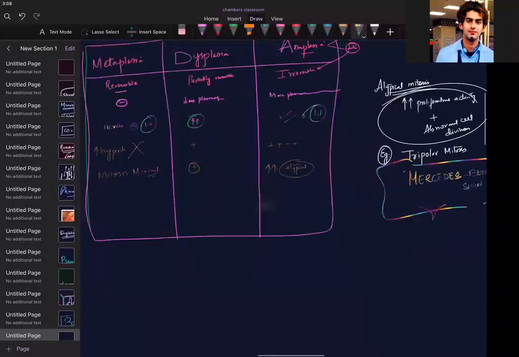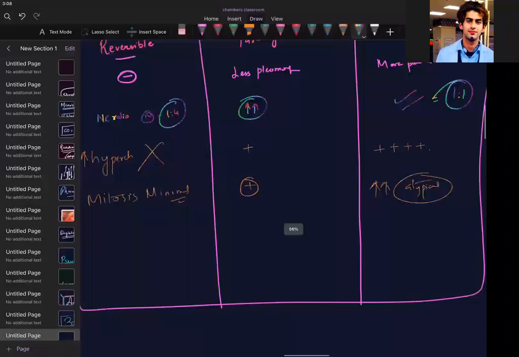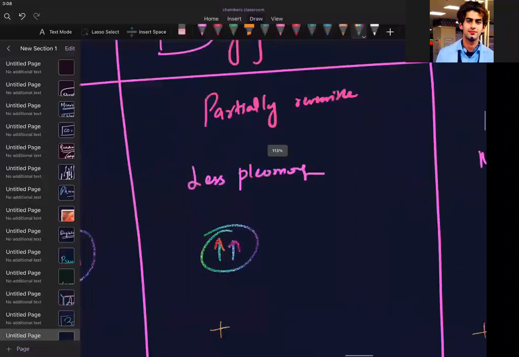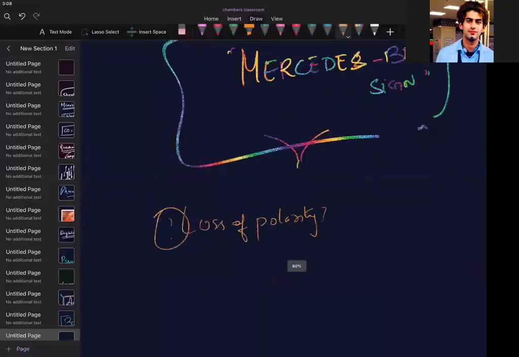Okay, now let the student tell me, what is loss of polarity? What is loss of polarity? What is loss of polarity? We want contribution from everyone so that we can have an active class. Is the student present?